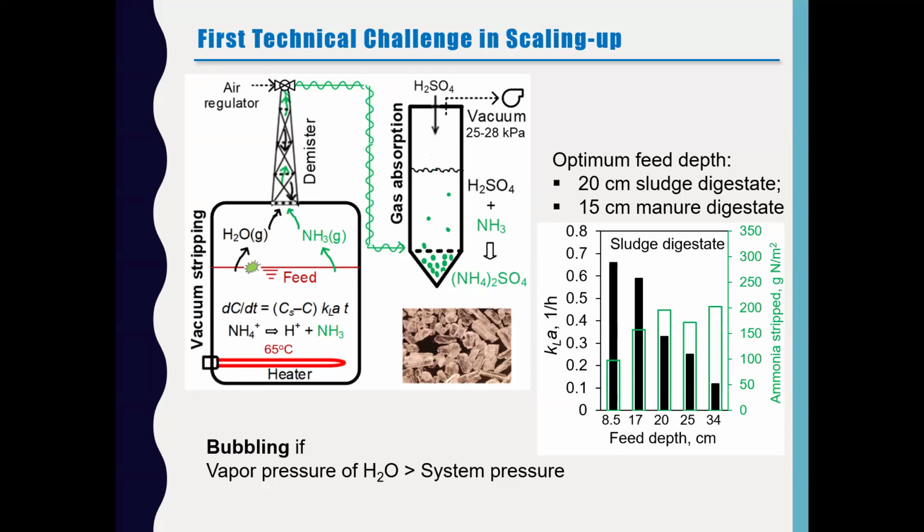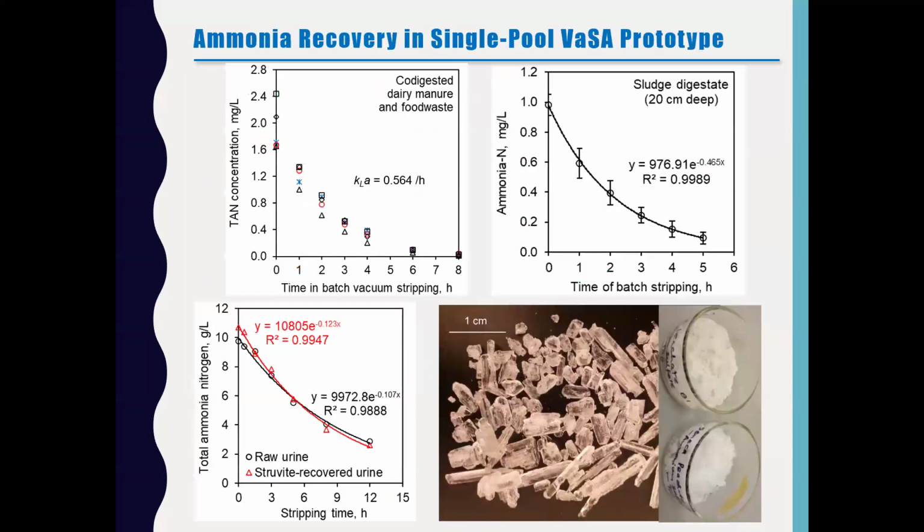But we also continued to test with different types of wastewater to look at the optimum depth. We got good results, similar to the lab scale setup, and we recovered ammonium sulfate of very high purity, greater than 98%, so we can sell that as a nitrogen fertilizer or reagent grade chemical.